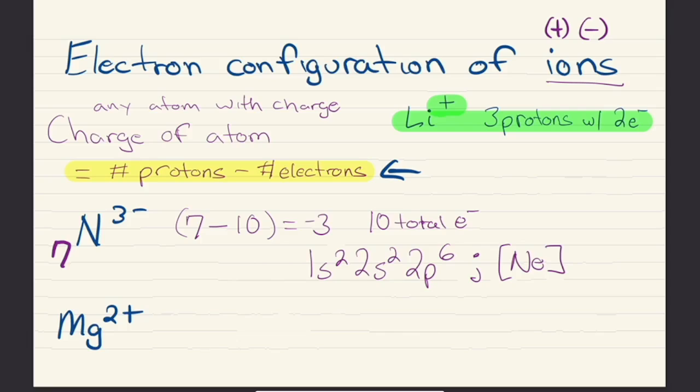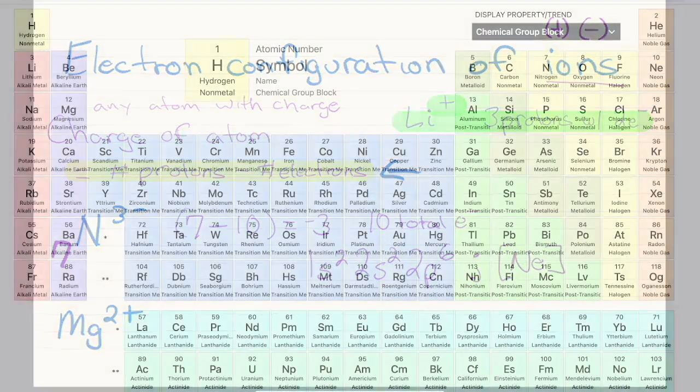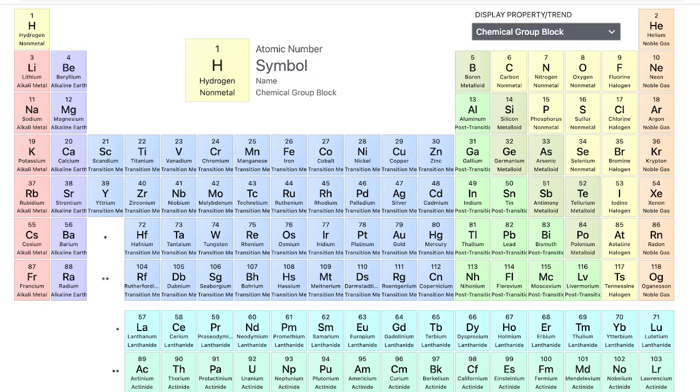If we do the same for magnesium, an alkaline earth metal in the third period, second group, with an atomic number of 12, to get a +2 charge, we would need to lose 2 electrons, which would give us a positively charged ion. The total number of electrons would only be 10 for us to get that charge of +2.